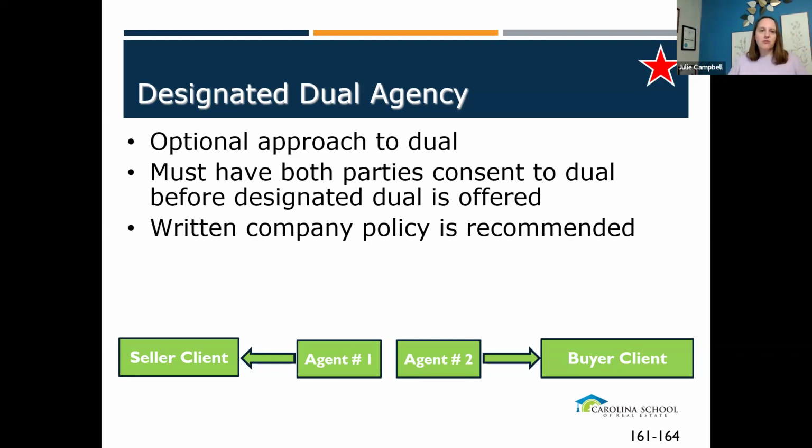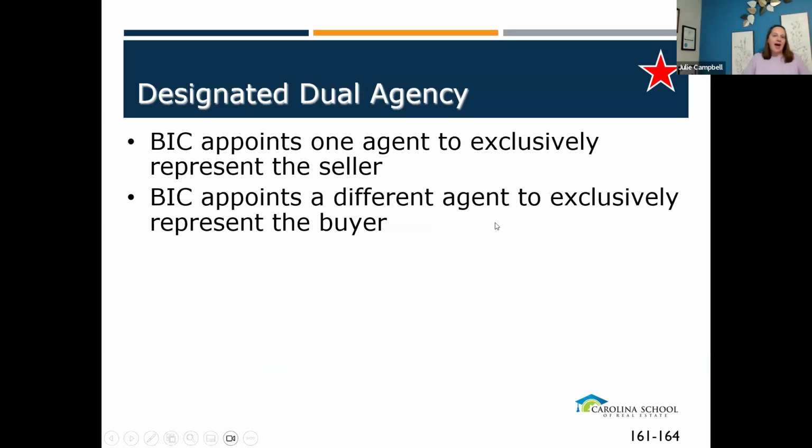So we get an agreement to do dual, and then, if the firm offers it, we can talk about designated. And this is what happens in designated. Remember, in dual agency, we are all straddling the line, the firm and all the agents. In designated, the broker in charge can kick one of you off the wall to work exclusively with the seller. And then the BIC can kick another one of you off the wall to work exclusively with the buyer. In designated dual agency, exclusivity comes back.